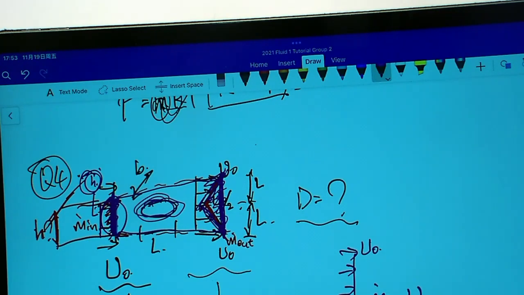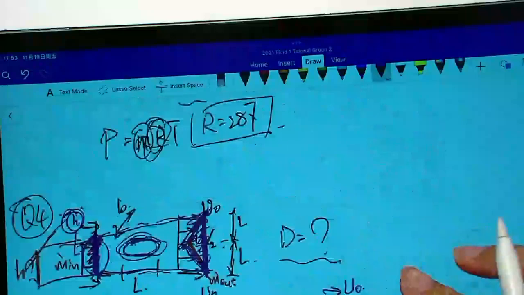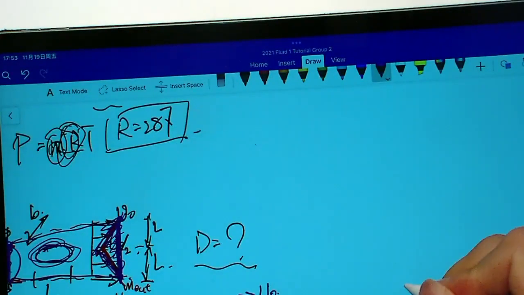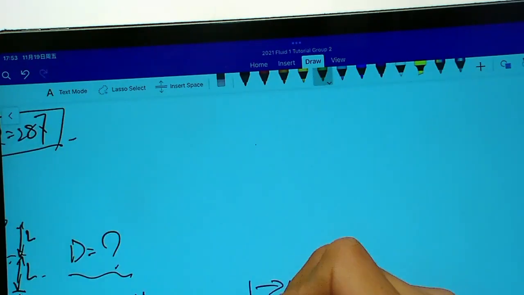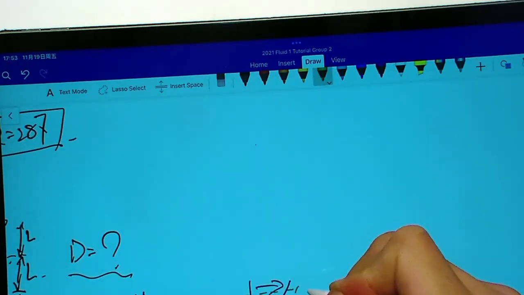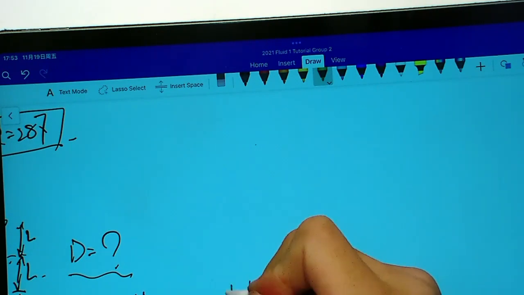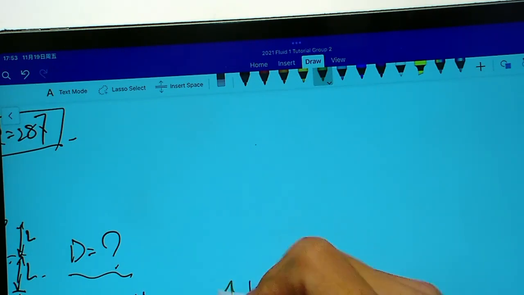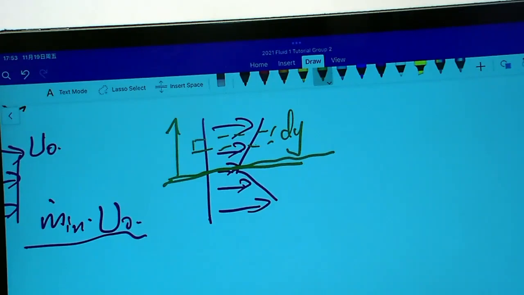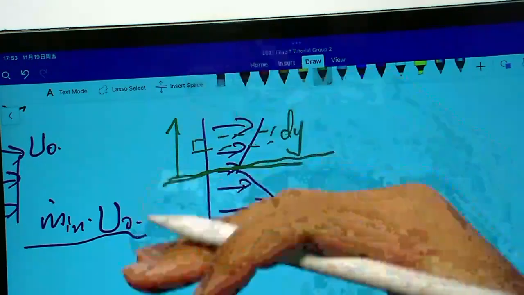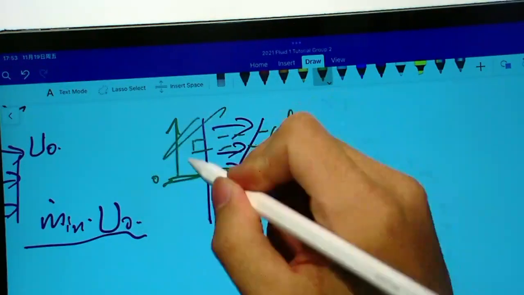So what should we do again to get the output value? The outlet is a little bit tricky because it's a profile. It's no longer a uniform outlet. So here we can assume a tiny dy. Let's go from the very beginning. Since it's symmetric, we only consider half of it. So we only consider this half.